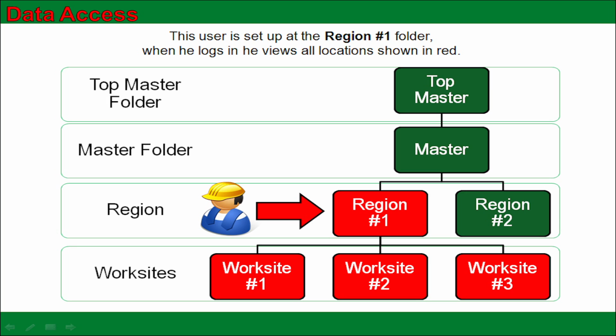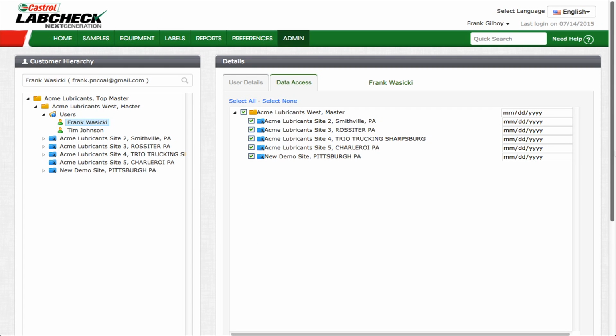So for this example, by adding this user to area number 1, when this user logs in, they view everything shown in red, which includes districts 1, 2, and 3, as well as work sites 1, 2, and 3. So for this user, all we need to do is put check marks next to the work sites we want them to view when logged in to Labcheck Online. These changes are automatically saved, and the changes will be reflected the next time this user logs in.